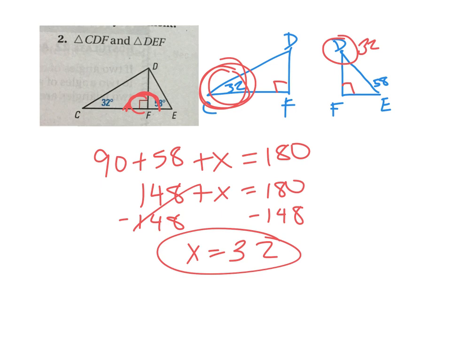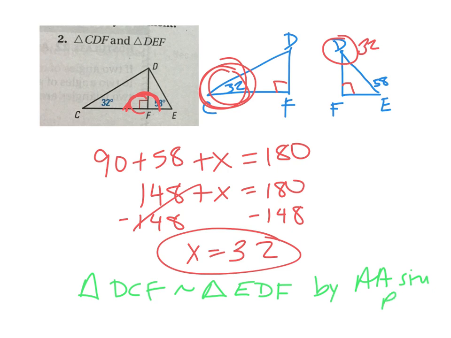So now we have two angles that for sure equal each other, so we can say triangle DCF is similar to triangle, and this would be EDF. And it's again by the AA similarity postulate.